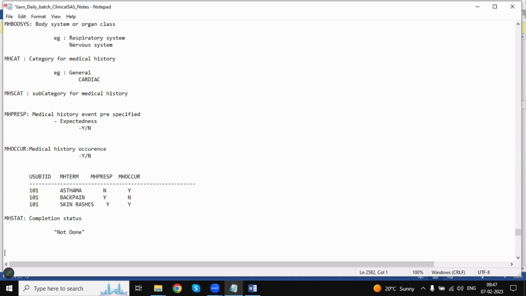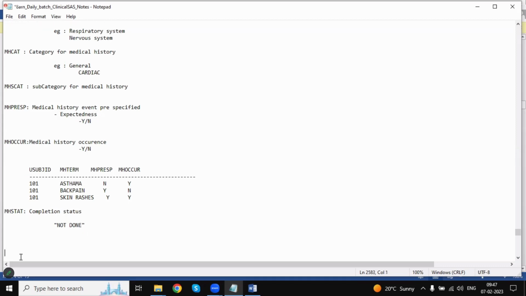You have to capture it as not done. Why, and when do we capture not done? For example, you just mention in the data that only the term details are available: when it started, when it ended, whether it was pre-specified, occurred or not occurred. If all the details are not collected, then at that time you have to mention that the particular term status is not done. If not done, you have to write a reason.